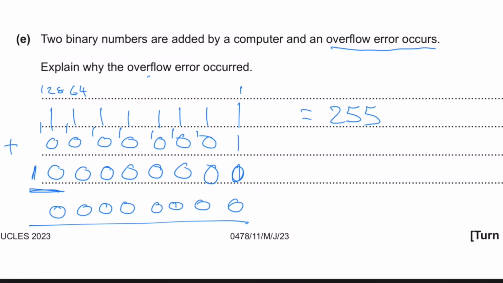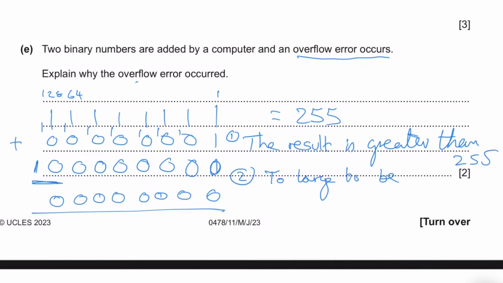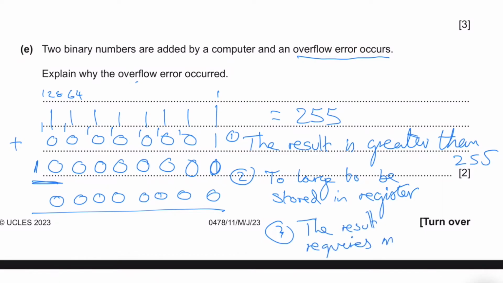So basically, if we get 2 marks, the result is greater than 255, okay? And it is too large to be stored in the register. You could put the result requires more than 8 bits.